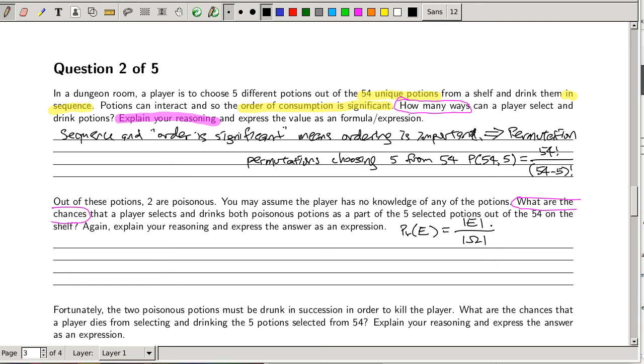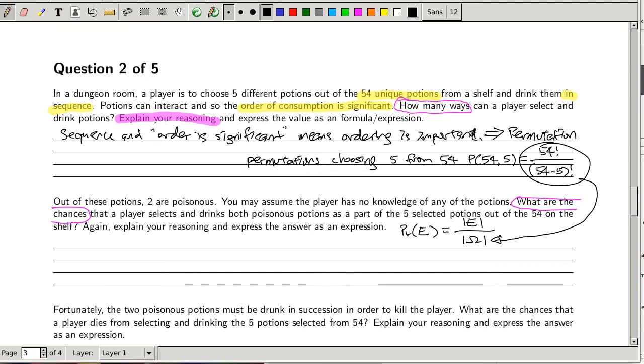Omega is already known because that's what part 1 is for, to tell us how many ways someone can choose and drink the potions in a specific order. So we know this answer can be plugged in here. What we need to focus on now is the cardinality of E.